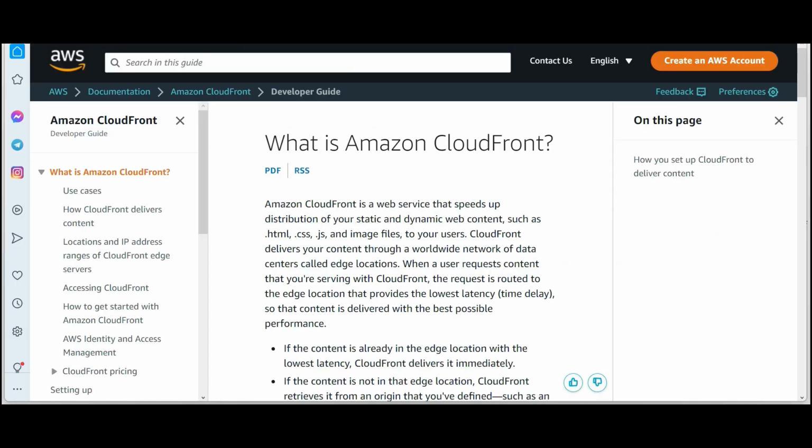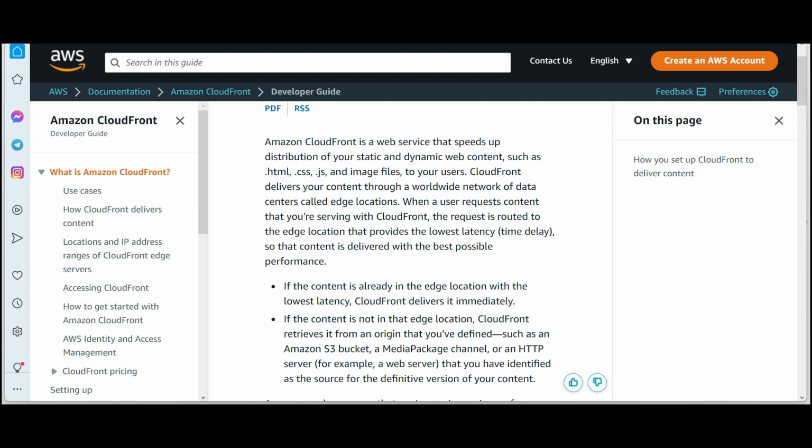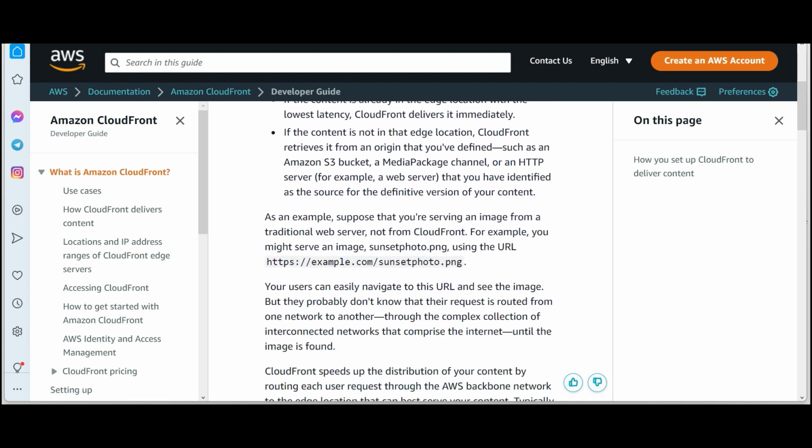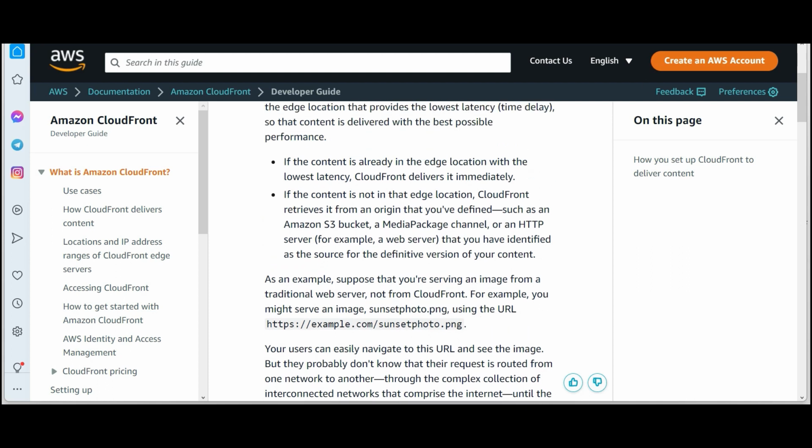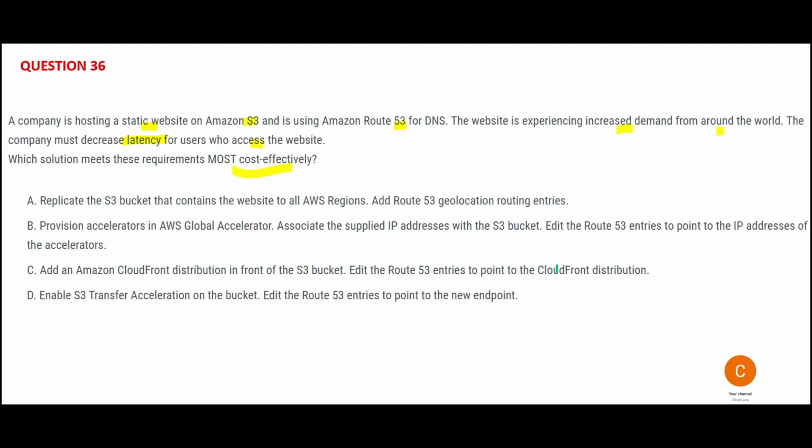So this is what you should read. Pause this, read it carefully. It's a web service that speeds up distribution of your static and dynamic content like HTML, CSS, JS, image files, and so on. So this is one of the examples where you can use this for fast tracking of your website or YouTube applications. YouTube uses such features so often. So this would be my answer, option C, because CloudFront distribution is the only way forward.